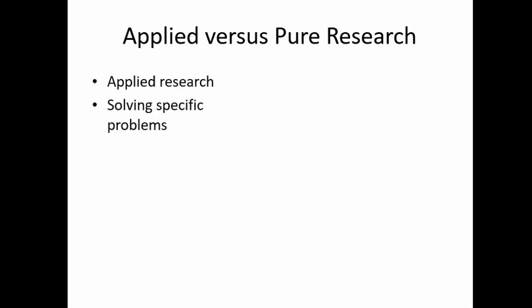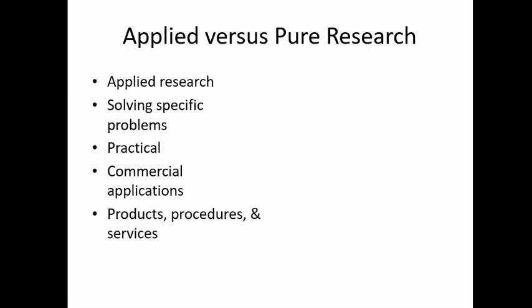We can also learn about different kinds of science, such as applied versus pure science. Applied research involves solving specific problems. It's practical. We want a car to be more fuel efficient. We want faster internet. There are commercial applications for businesses to provide goods and services and procedures and products that people want to make their lives better.